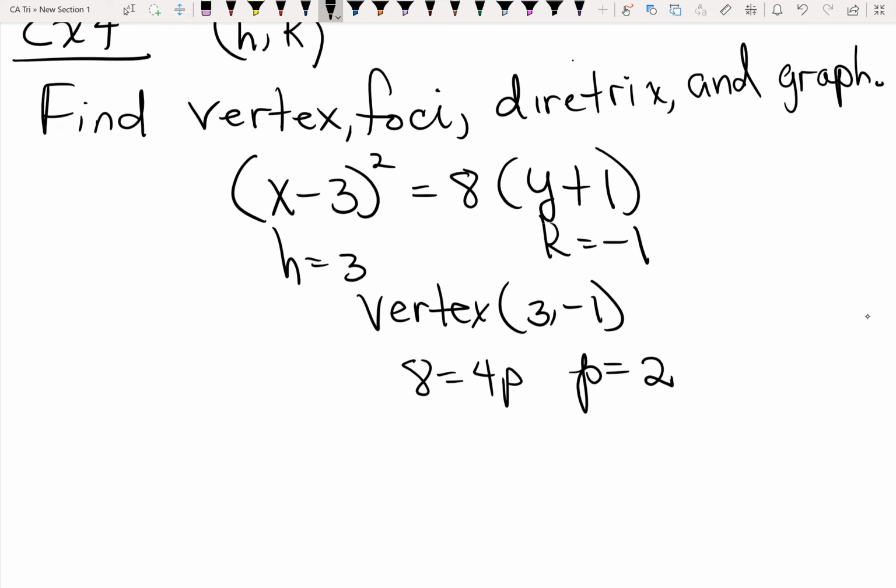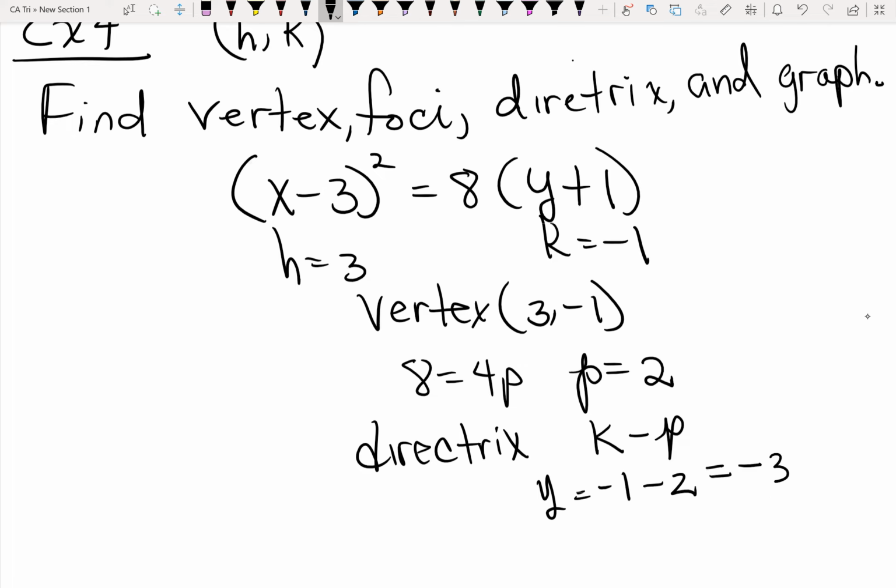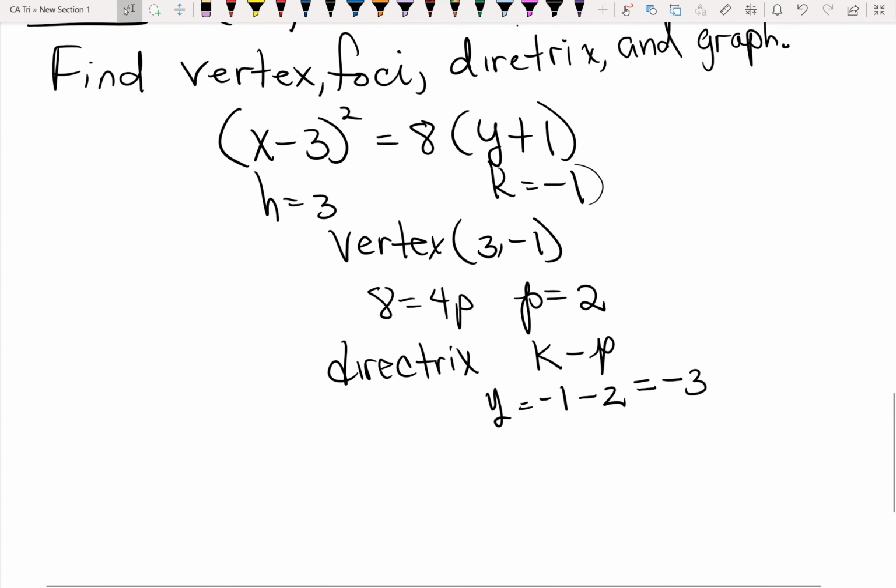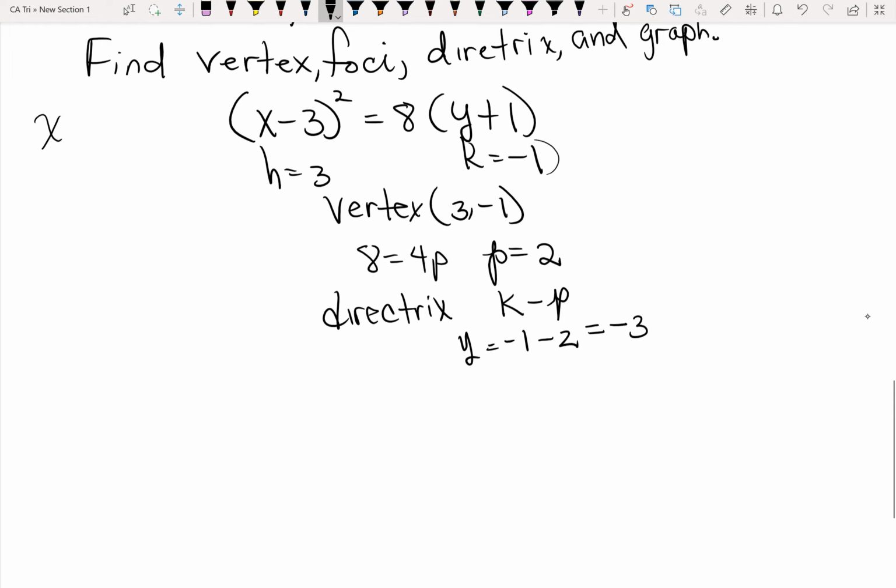So our directrix, however, if I'm looking at the directrix, then k minus p is my value for the directrix. So in this case, y is equal to negative 1 minus 2, which is going to give me negative 3. Because remember, it is shifted 1 unit. And remember that this is comparable to x squared equals 4py. Okay, except now we have a shift in the center.